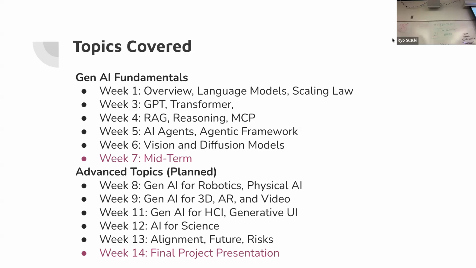And then the later section is more about advanced topics. It's more recent, more application-oriented, such as robotics or physical AI, which is one of the important aspects, and week 9 covers 3D, AR, and video. Week 10 is sprint, and week 11 is about human-centered AI or generative user interfaces. Week 12, I'm still considering what I should cover, but currently it's AI for science. And the last one is about future alignment and AGI, ASI, and risks. And we have a final presentation in, I think, week 15.